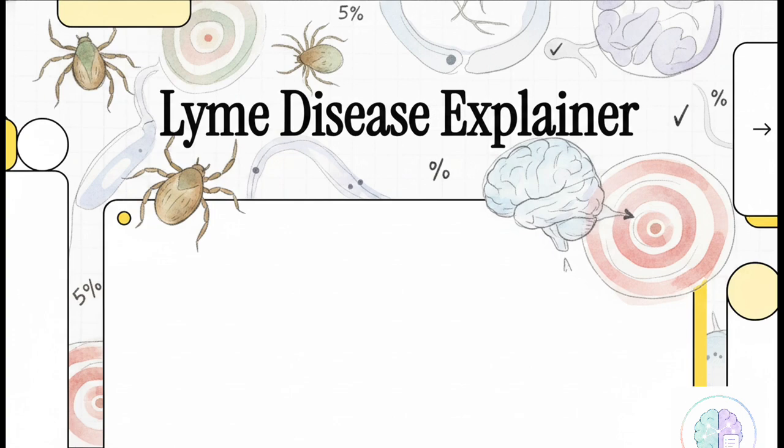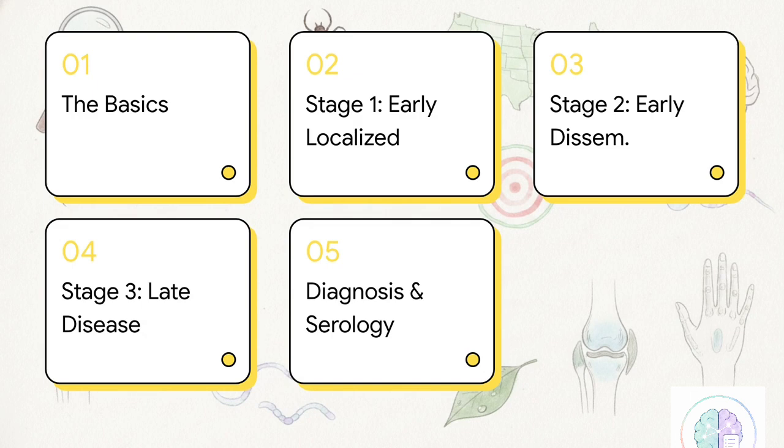The goal of this explainer is to completely clear up these concepts for you so you won't even need to crack open a textbook afterward. Let's dive right in. Here is our roadmap. We'll be following the clinical arc across 5 distinct sections: the basics of the disease, stages 1, 2, and 3, and then wrapping up with exactly how clinicians test for it.